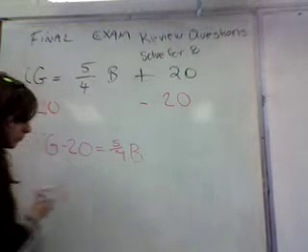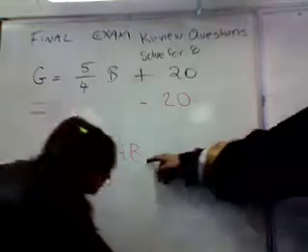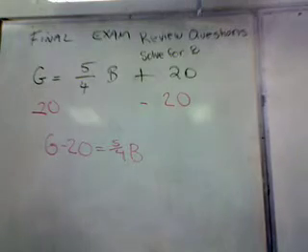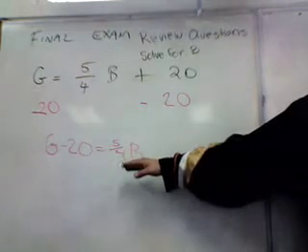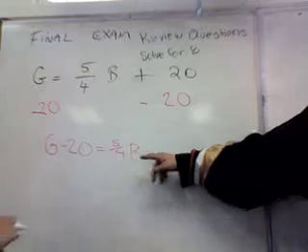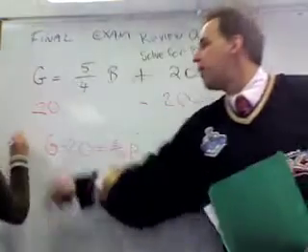Now, most people can get that. But what would you do to find b now? Divide by 5 over 4. Right, which is the same thing as multiplying by the reciprocal. So multiply by 4 over 5 on this side.